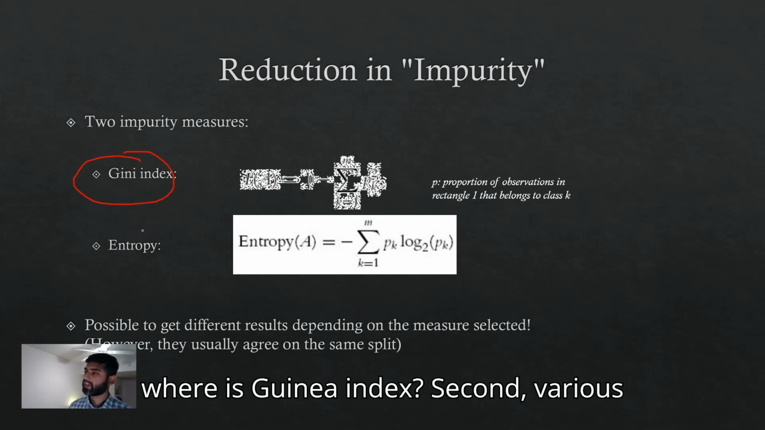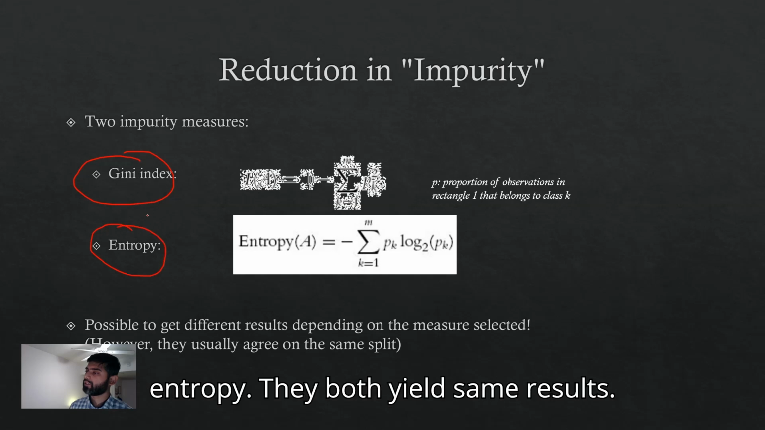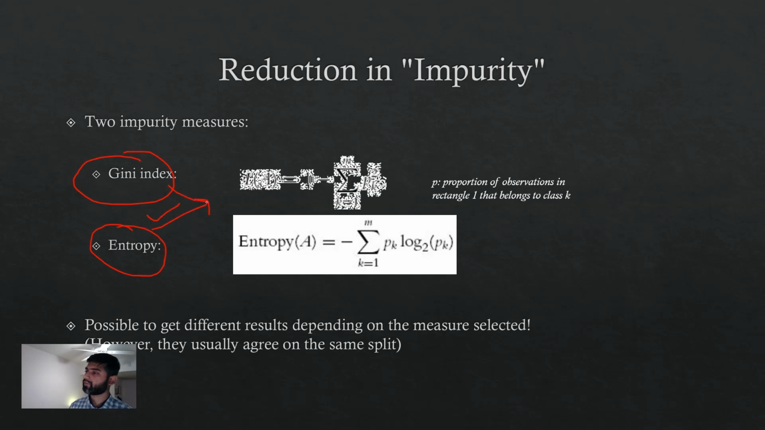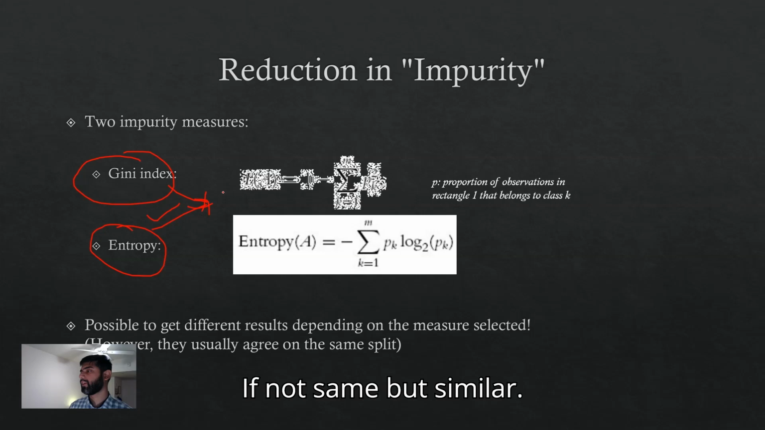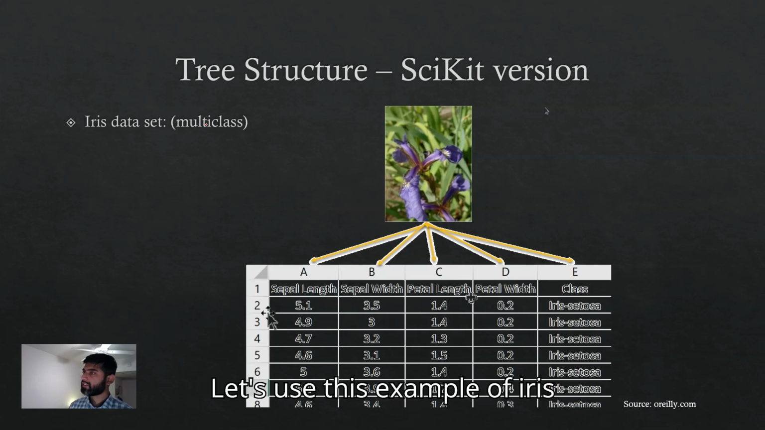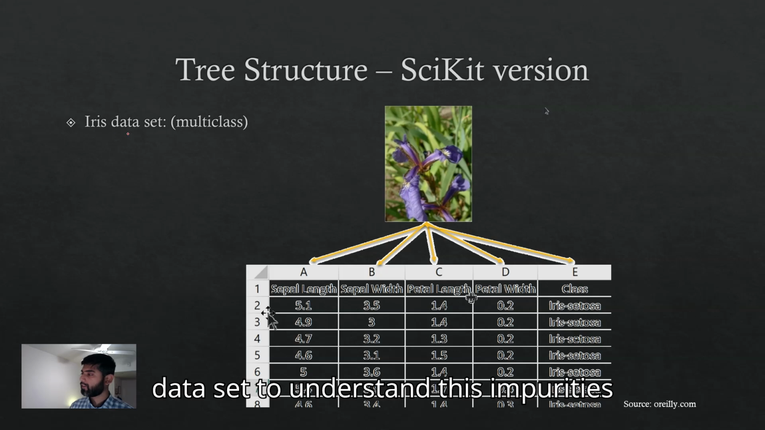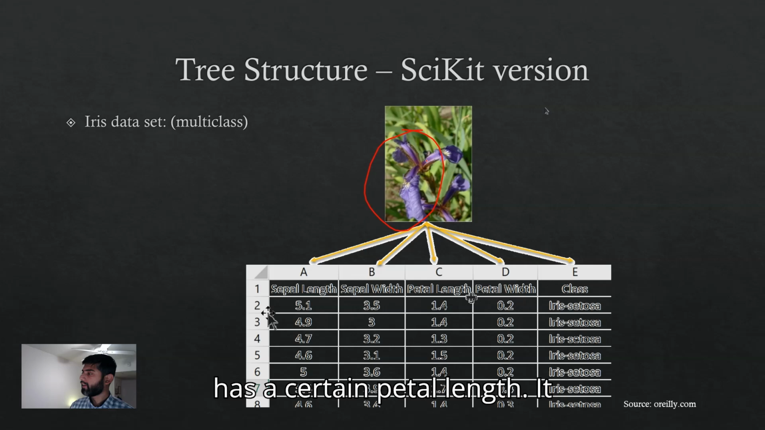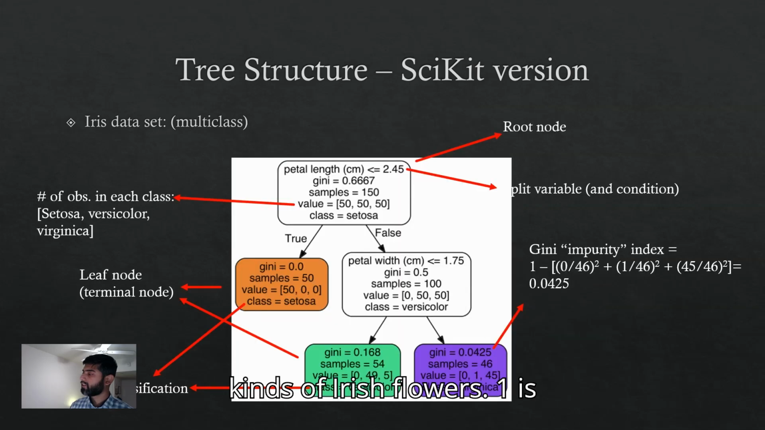How do we measure the impurities? First way is Gini index, second way is entropy. They both yield the same results, if not the same then similar. Let's use this example of the iris dataset to understand this impurities better. Iris is a flower. It has a certain petal length. It has a width. There are three kinds of iris flowers. One is setosa, virginica, and versicolor.